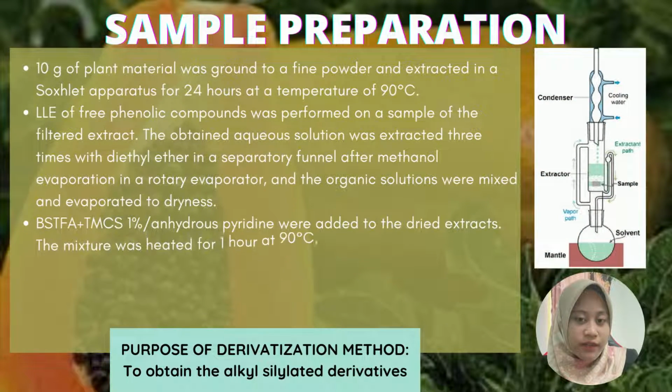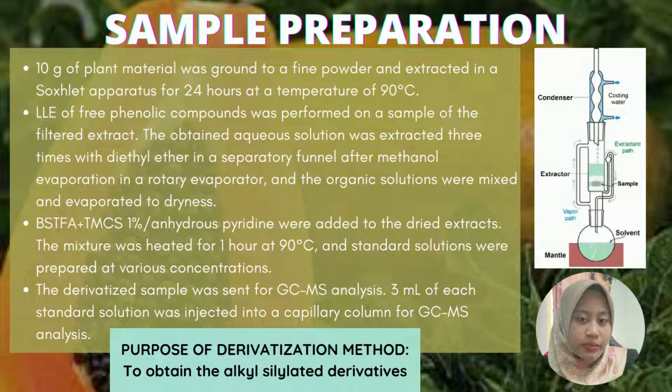Sample preparation. Firstly, 10 grams of plant material was ground to a fine powder and extracted with 200 ml of 70% aqueous methanol, acidified to pH 2 with a few drops of concentrated HCl, in a Soxhlet apparatus for 24 hours at a temperature of 90 degrees Celsius.